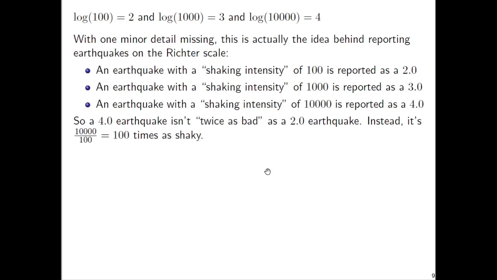I say this because if you ever hear about a 4.0 earthquake in the news, a 4.0 earthquake isn't twice as bad as a 2.0 earthquake. Actually, if you look at 10,000 divided by 100, you get the number 100. So a 4.0 isn't twice as bad, it's 100 times as bad. It's 100 times as shaky.